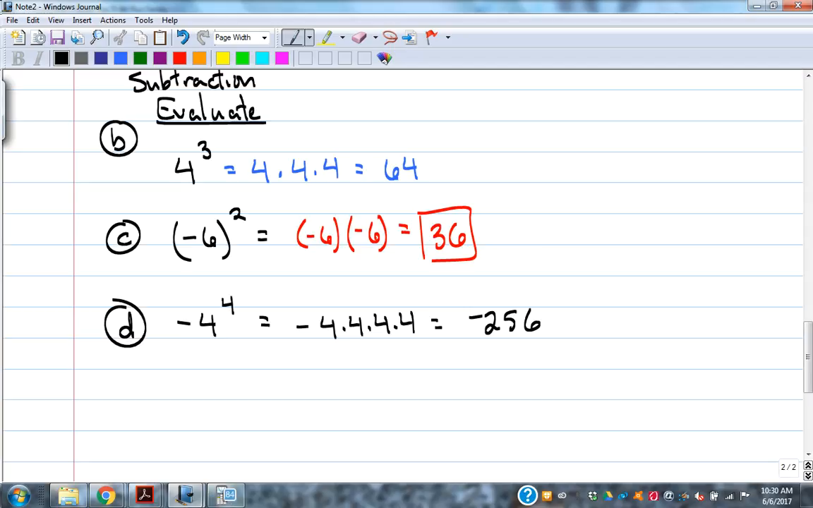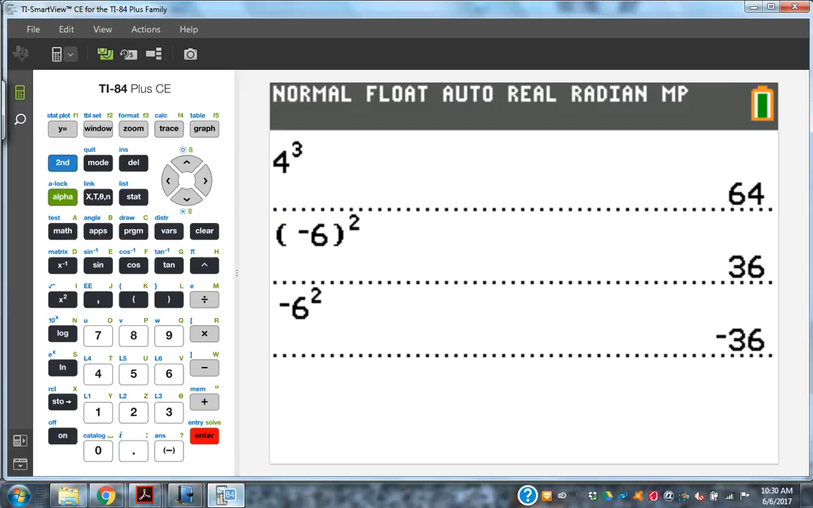And negative. I'm going to use a calculator to check that because I make mistakes quite often. If you don't believe me, ask my wife. She knows.